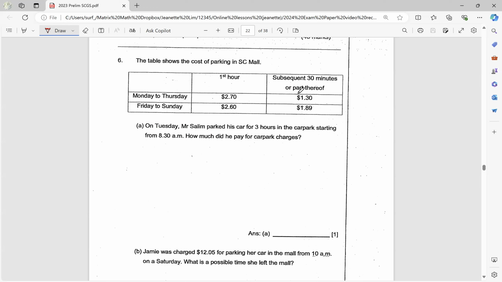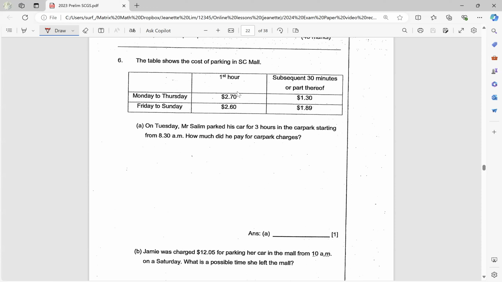Okay, so this table shows the cost of parking in SC Mall, Monday to Thursday, Friday to Sunday. So for part A, on Tuesday, Mr. Salim parked his car for 3 hours in the car park, starting from 8:30 a.m. So how much did he pay? If it's on Tuesday, we should look at the first row. Ignore the second row for now. So he parked for 3 hours. The very first hour is $2.70. So only one time of this 270.